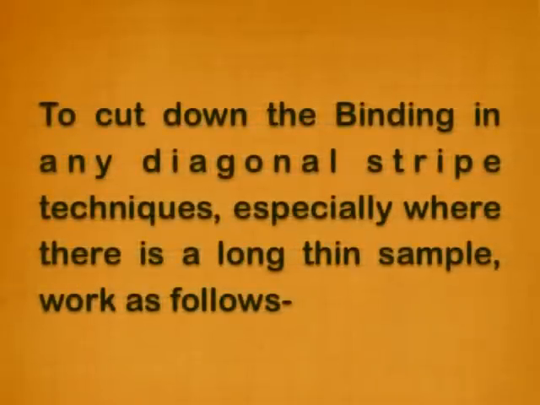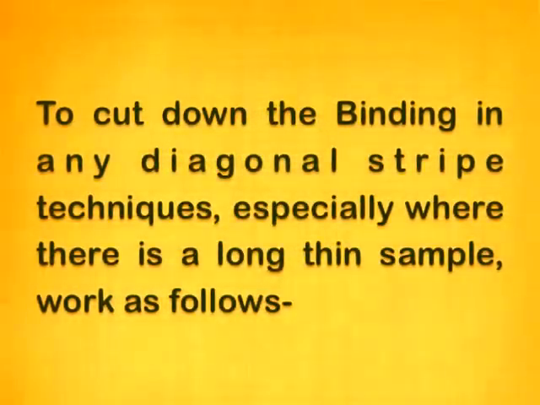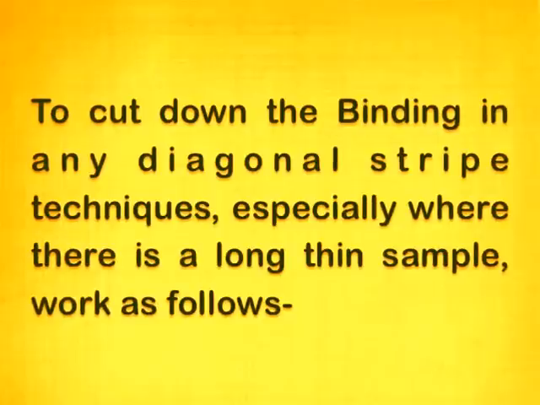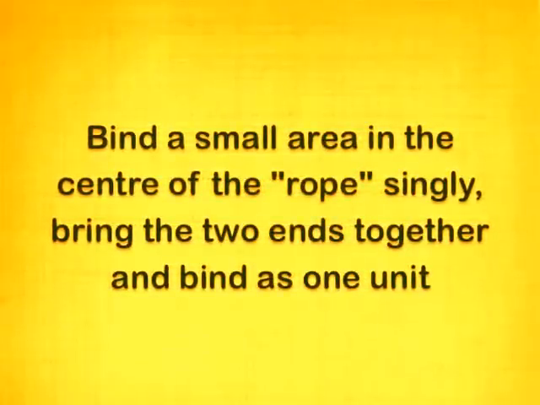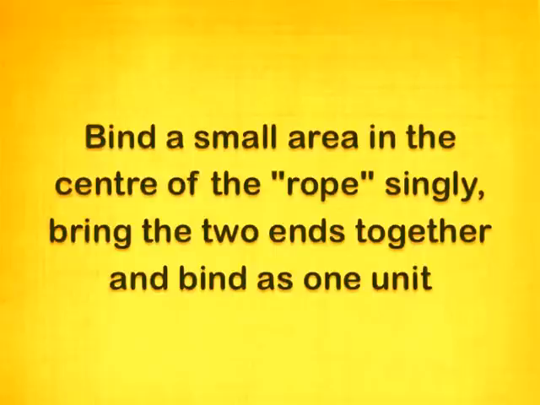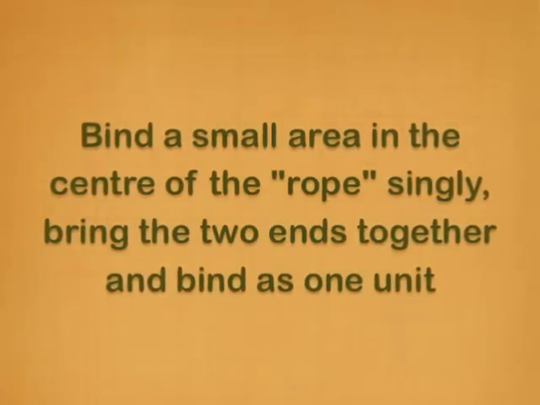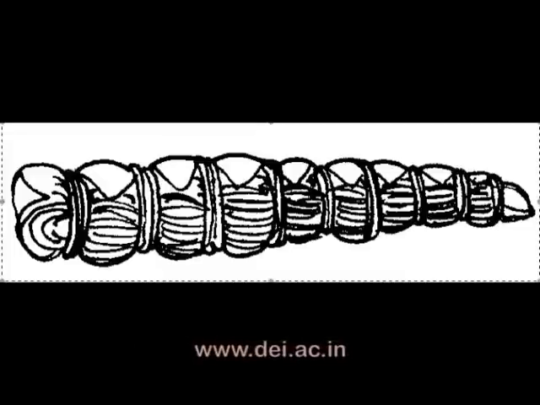To cut down the binding in any of the diagonal stripe techniques, especially where there is a long thin sample, work as follows. Bind a small area in the center of the rope singly. Bring the 2 ends together and bind as one unit.